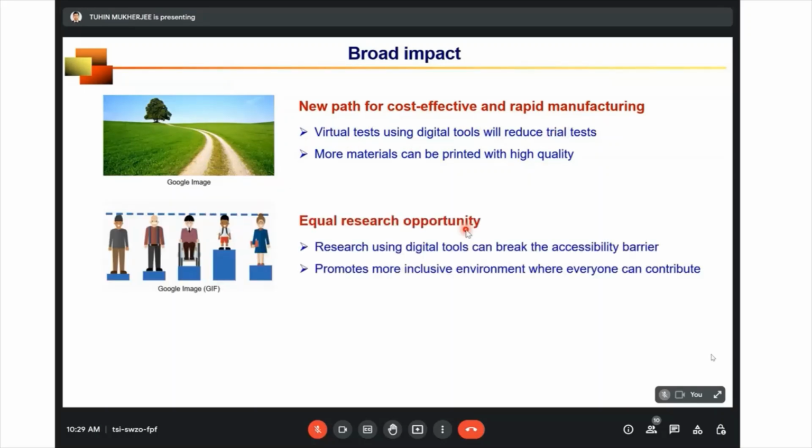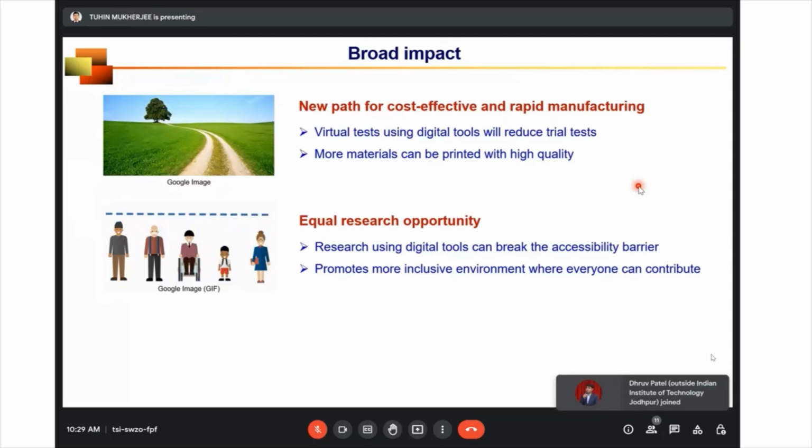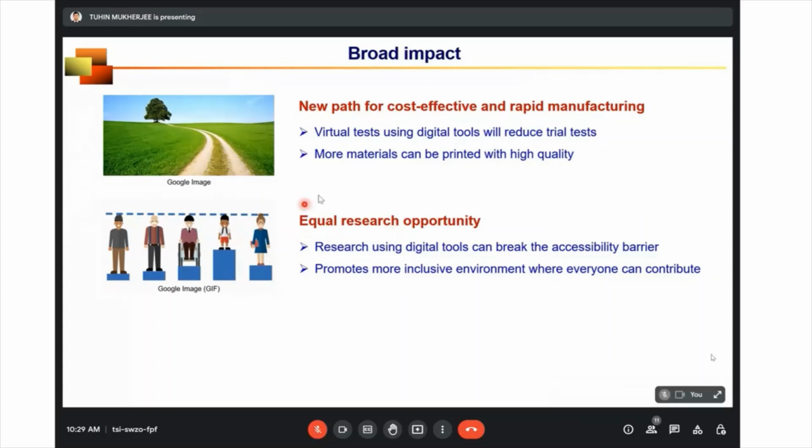Also, I believe that research using digital tools can break the accessibility barrier. Anyone from anywhere in the world can contribute to the research. They just need an inexpensive laptop and a stable internet connection. Using digital tools, they can contribute to the research, and that will create a welcoming and equal research opportunity worldwide.